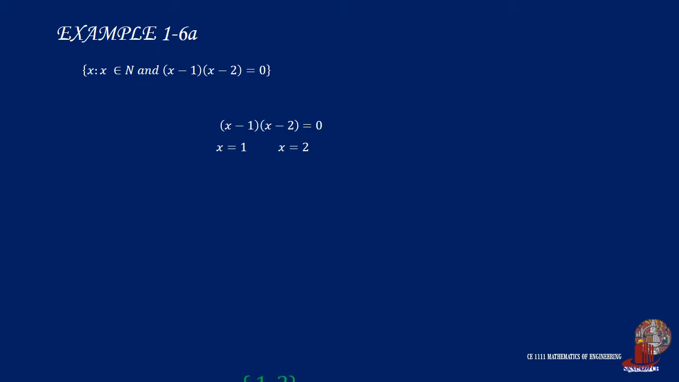Let us analyze some examples. State which of the following sets are finite or infinite. First, for the set of the values of x, where x belongs to the set of natural numbers and x minus 1 times x minus 2 is equal to 0. From the equation x minus 1 and x minus 2, we can note down that x is equal to 1 and x is equal to 2. Thus, our set would have our elements 1 and 2, making this set finite.